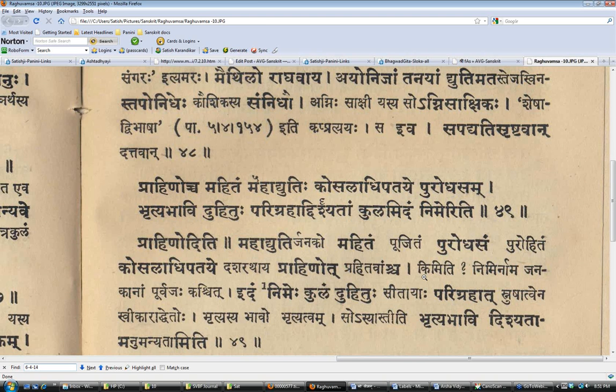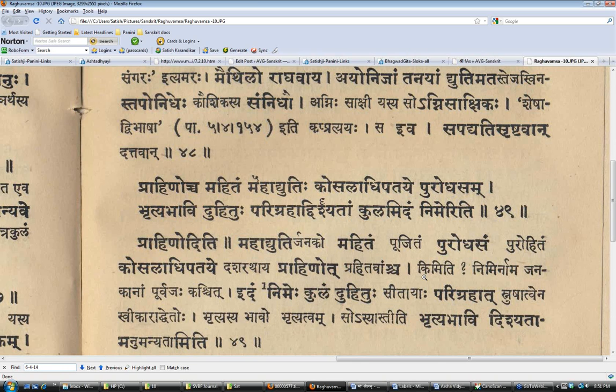So Prahinot, that's the verse. Mahadhyuti Janakaha, Janaka who was also illustrious himself. Mahitam is pujitam, well worshipped. Purodhasam is purohitam, which is his family priest. So that's dvitiya vibhakti, the karma of Prahinot. The simple sentence is that Janaka, who was very illustrious, sent his family priest, who was well respected, venerable, to Dasharatha. So Kosaladhipataye Dasharathaya.